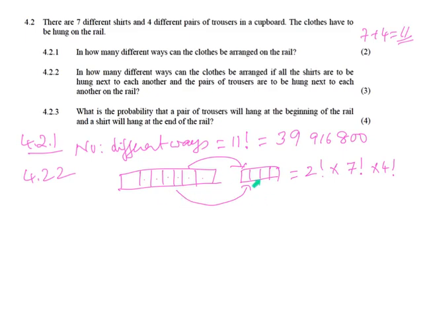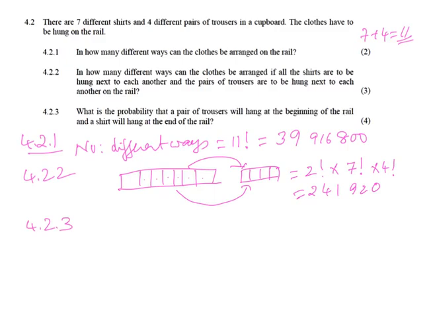I can swap them. First one is shirts, second one trousers, or trousers then shirts. So I have 2 factorial ways. So 2 factorial times 7 factorial times 4 factorial. You can leave your answer as it is, or you can use your calculator to evaluate your answer. So I can write my answer as 2, 4, 1. You can use your calculator and see whether my answer is right or wrong.